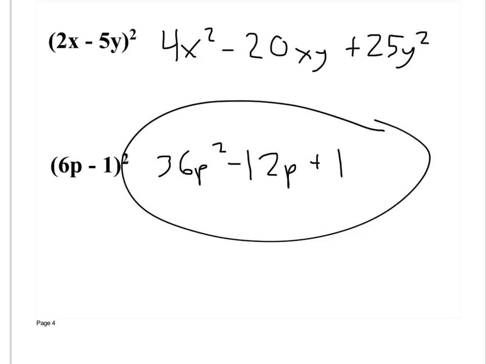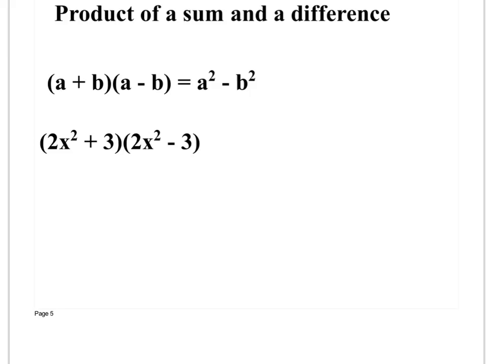There's my answer. Alright, this is the product of a sum and a difference. We've been doing the square of a sum and the square of a difference. This is a product of a sum and a difference. So you have a plus b times a minus b. Instead of FOILing it and then simplifying, all you have to do is take the first thing squared minus the second thing squared. Alright? So let's do that with 2x squared plus 3 times 2x squared minus 3.